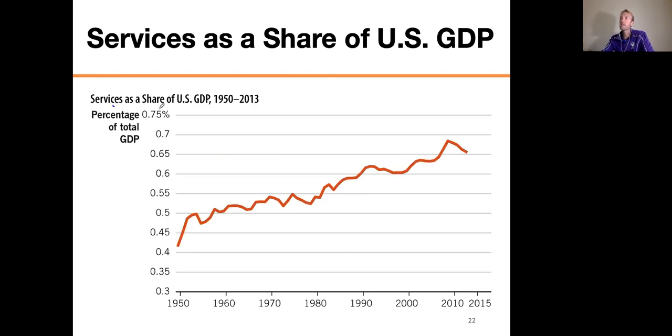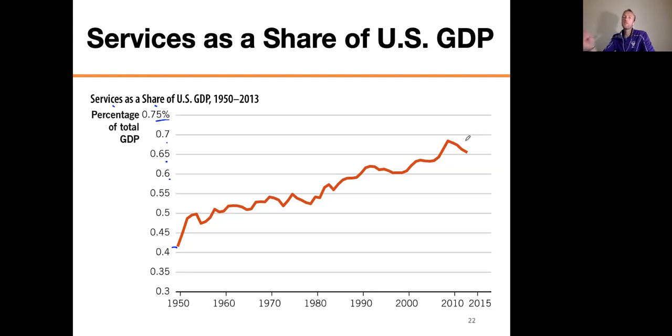So this is services as a percentage of our GDP. This is 75% up here. This is 70%, 65%, 60. You can see in 1950, we were at like 42% of all of the stuff that we made was services. Now, if you look here, it's almost 70%, right? 2/3. So most of what we make, the stuff we make, is actually services in the United States.